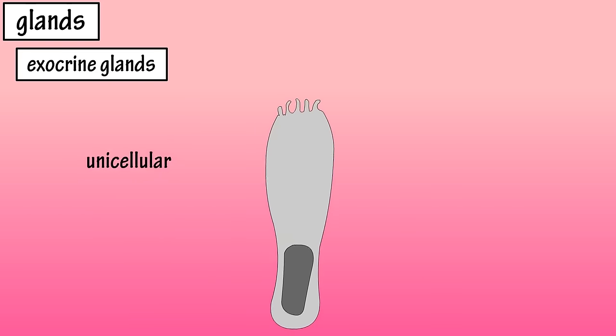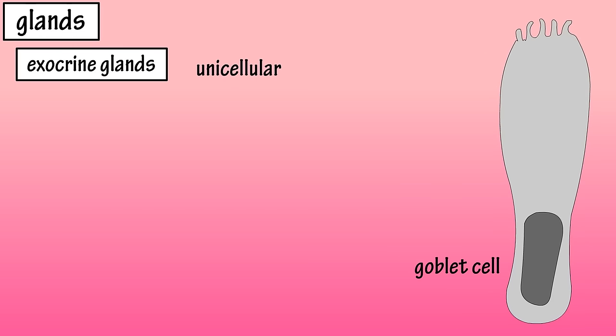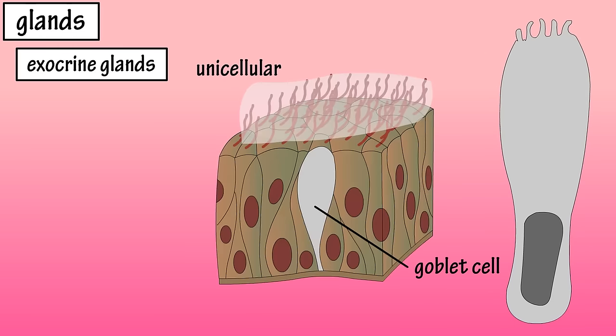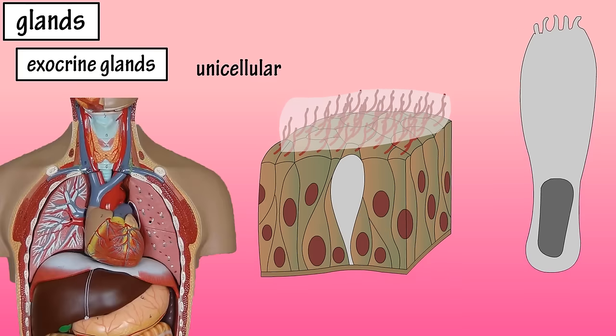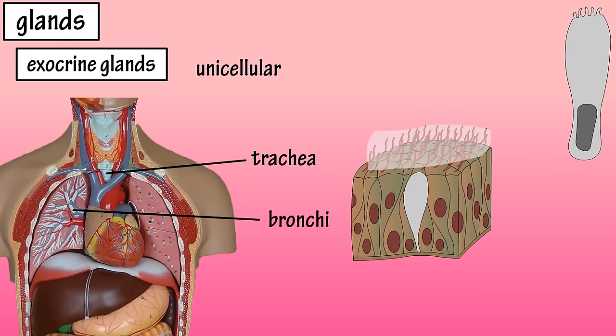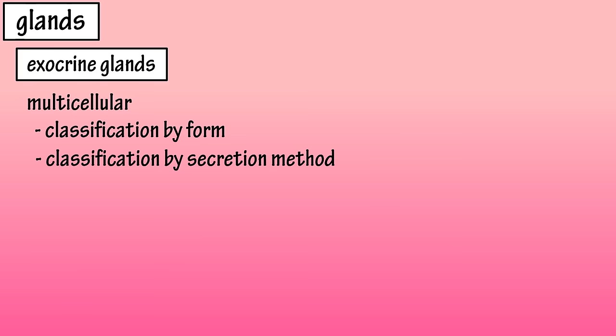An example of a unicellular exocrine gland is the goblet cell, which can be found in epithelial tissue and secretes mucin, which forms a mucus layer coating certain tissue areas, such as the air passageway in the trachea and the respiratory system. Multicellular exocrine glands can be classified in two different ways, by their form or by their secretion method.